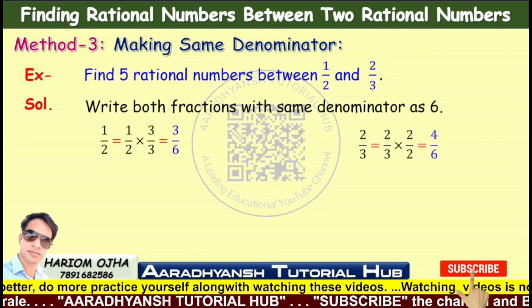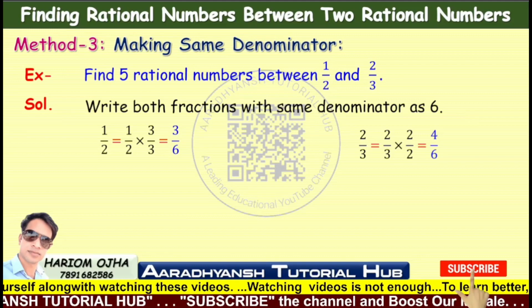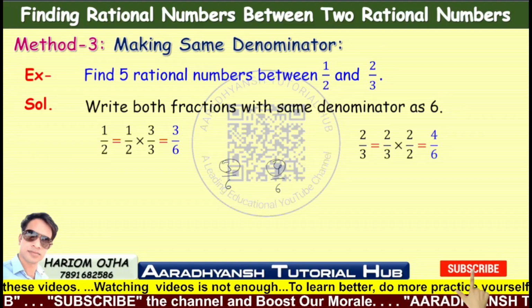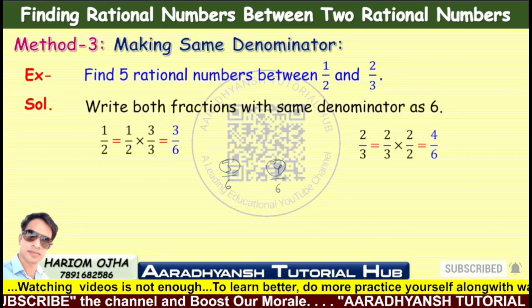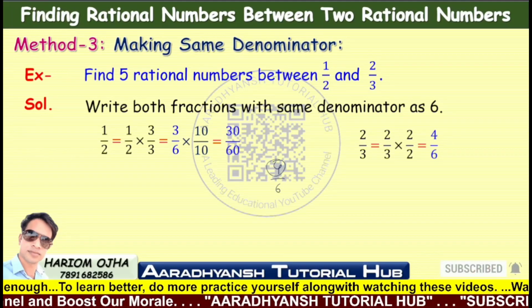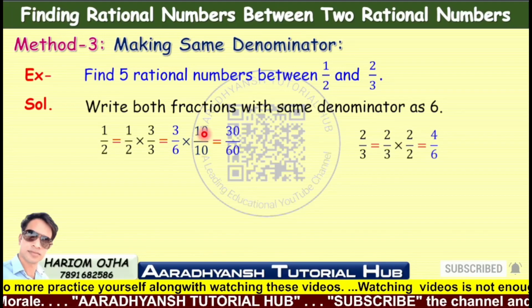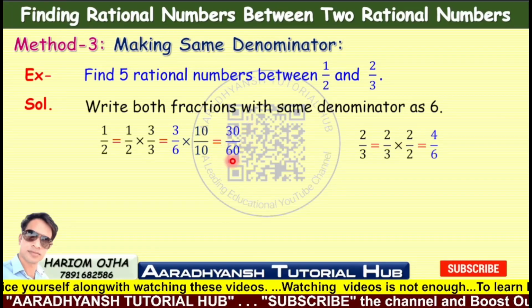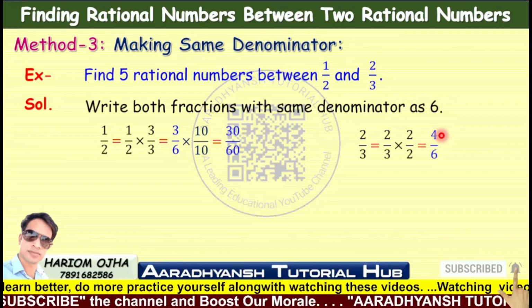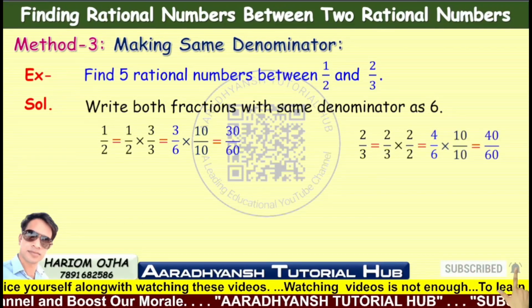You can see here there is no number between 3 and 4. If we write these numbers 3 over 6 and 4 over 6, there is no number between 3 and 4. So we have to multiply these fractions again by another integer. So we have to multiply it by 10 over 10. Here we multiply 3 over 6 with 10 over 10, and we will get 30 over 60, another equivalent fraction of 1 over 2. Similarly, 2 over 3, whose equivalent fraction we have got 4 upon 6, is also multiplied by 10 over 10, and we will get 40 upon 60.